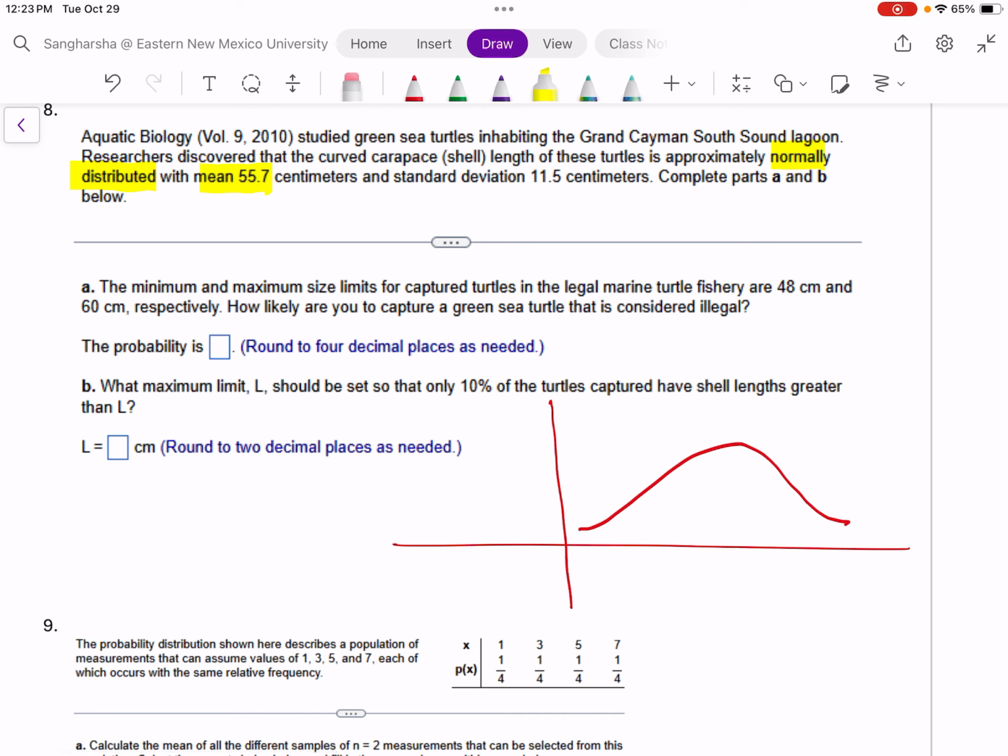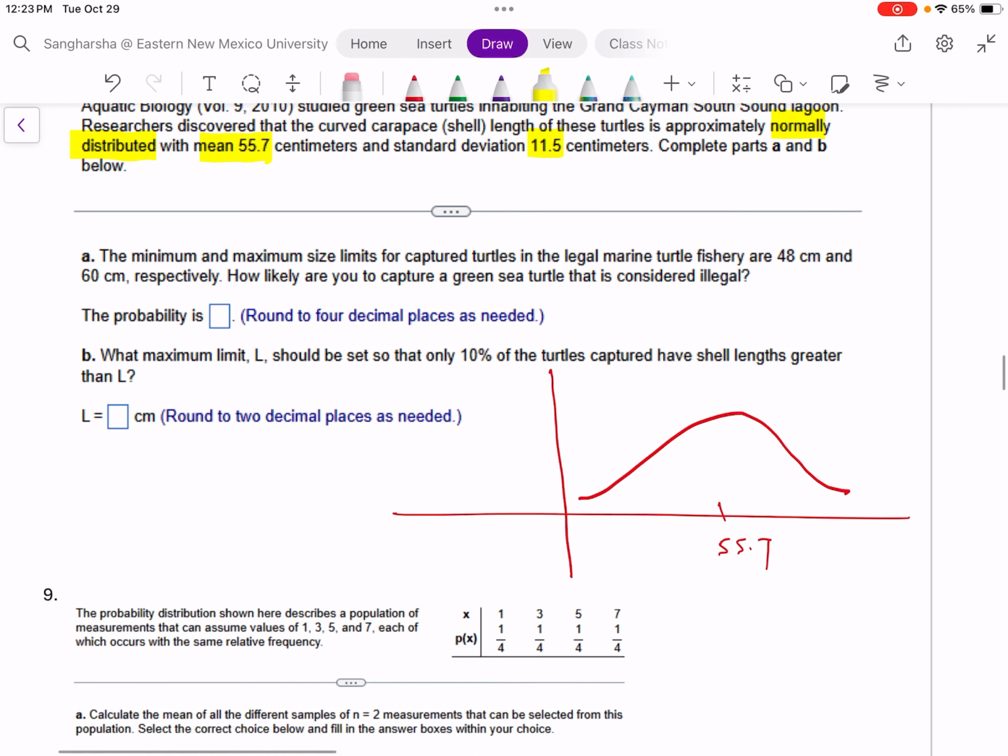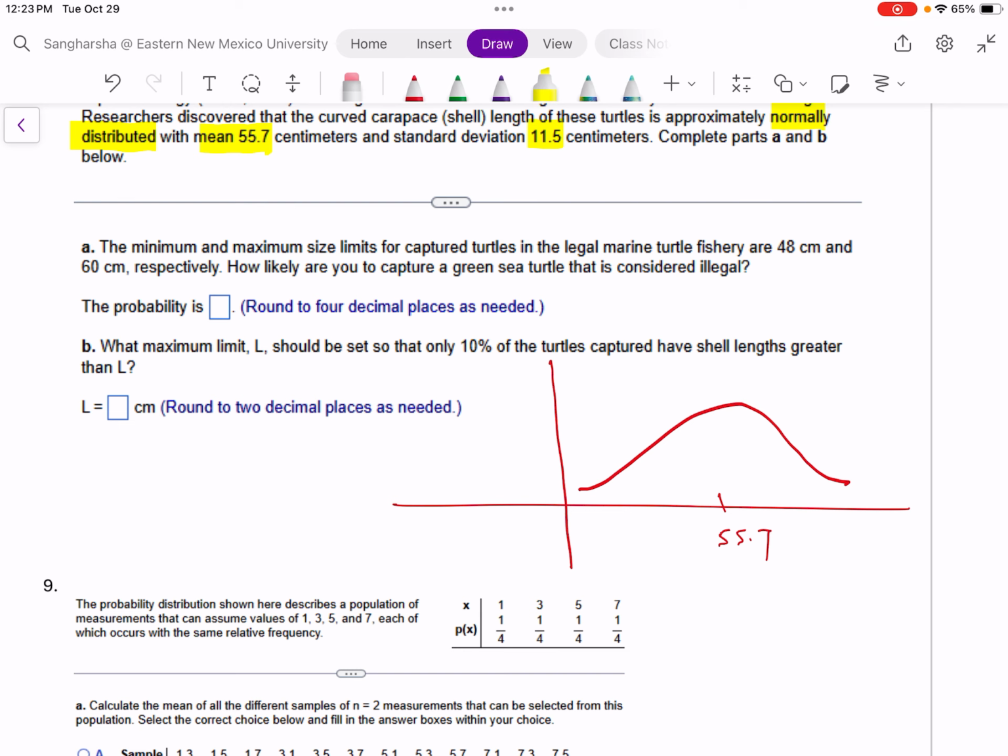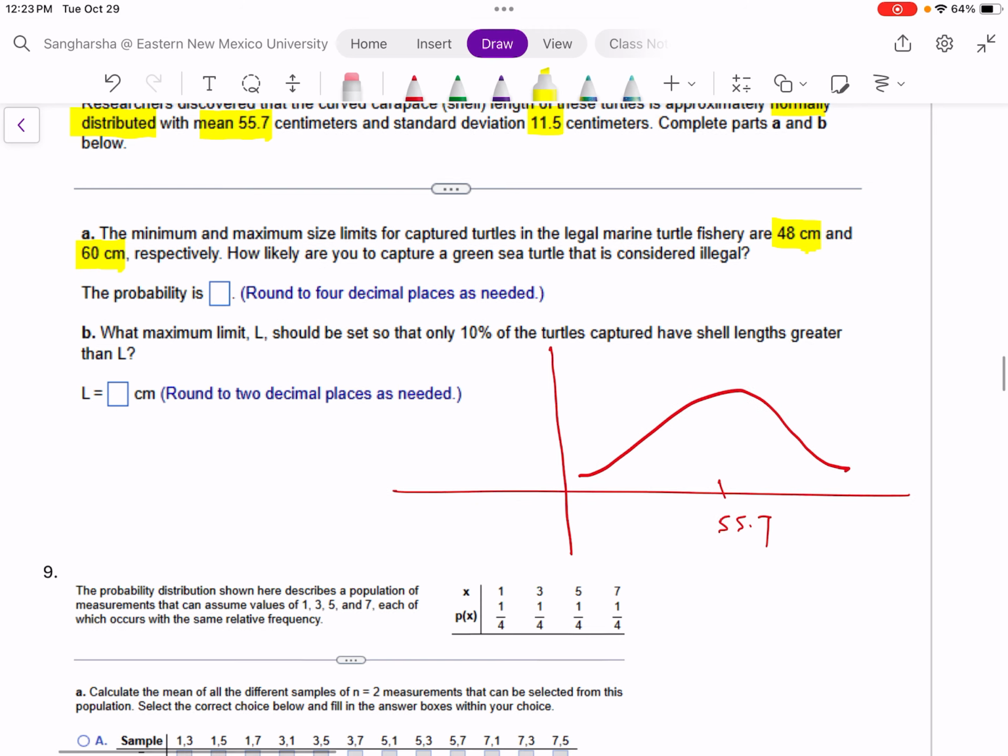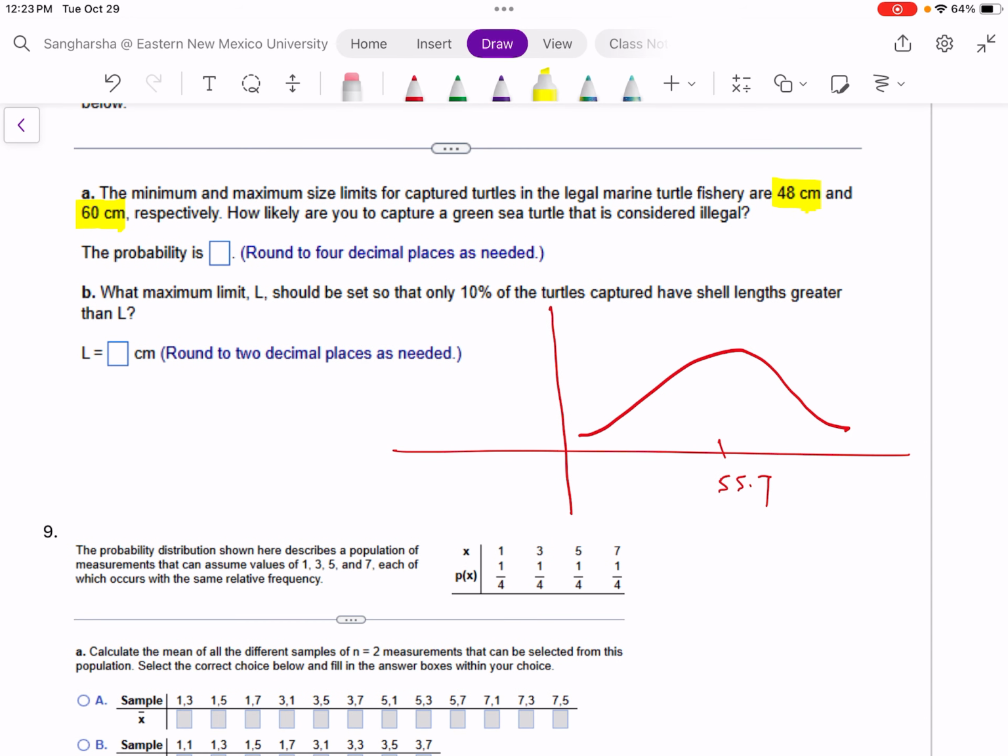That's what we want. Mean is at the center, 55.7. The standard deviation is given, 11.5. And we are asked about the minimum and maximum size limits of captured turtles in the legal marine turtle fishery, which are 48 centimeters, so this is the minimum size, and the maximum size is 60 centimeters. How likely are you to capture a green sea turtle that is considered illegal?